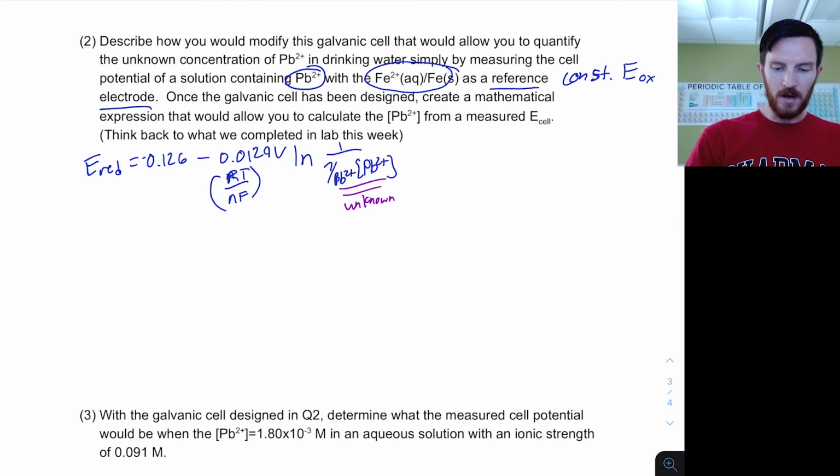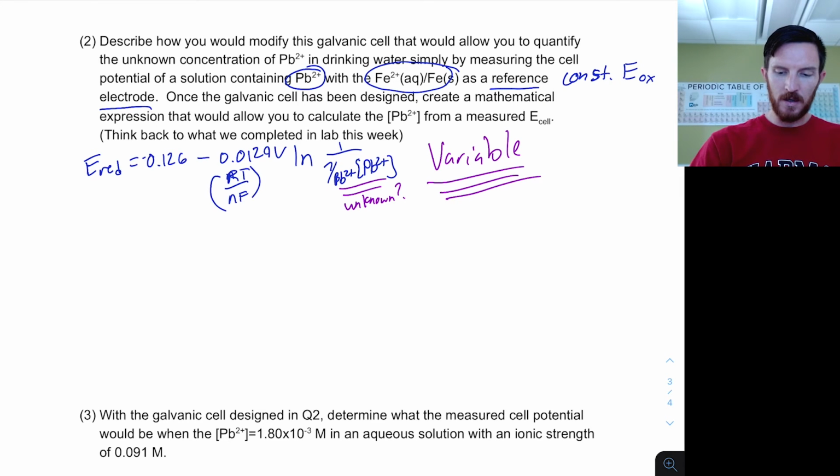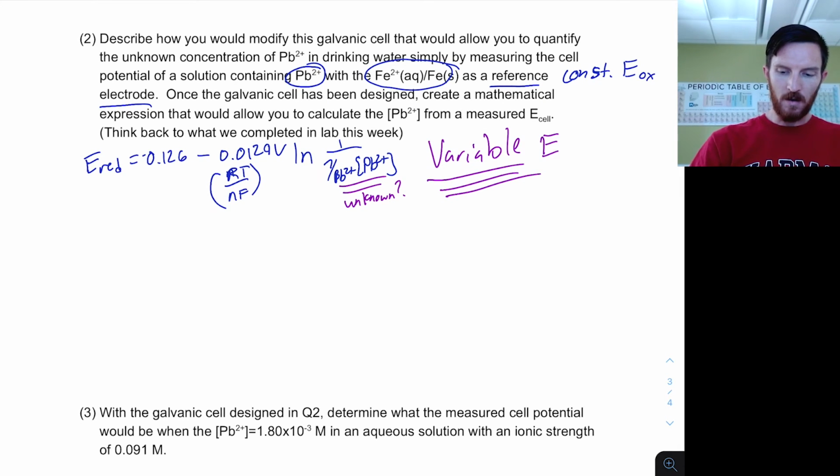So again, if these are unknown, then if we knew something about our cell potential, that's going to tell us information about those lead concentrations. So this is going to be our variable that's going to be changing. Our reduction potential could be changing relative to the concentrations of the lead ions.